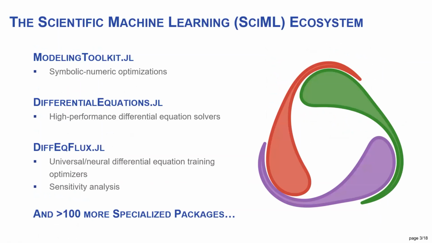Within Julia, there's then the scientific machine learning ecosystem that comprises several tools, for instance, ModelingToolkit for symbolic-numeric optimizations, DifferentialEquations.jl, which contains high-performance solvers for differential equations, and DiffEqFlux, which contains optimizers for universal and neural differential equations, and tools for sensitivity analysis. There's also a bunch of more specialized packages, and I think this in total makes Julia very interesting for computational systems biologists.